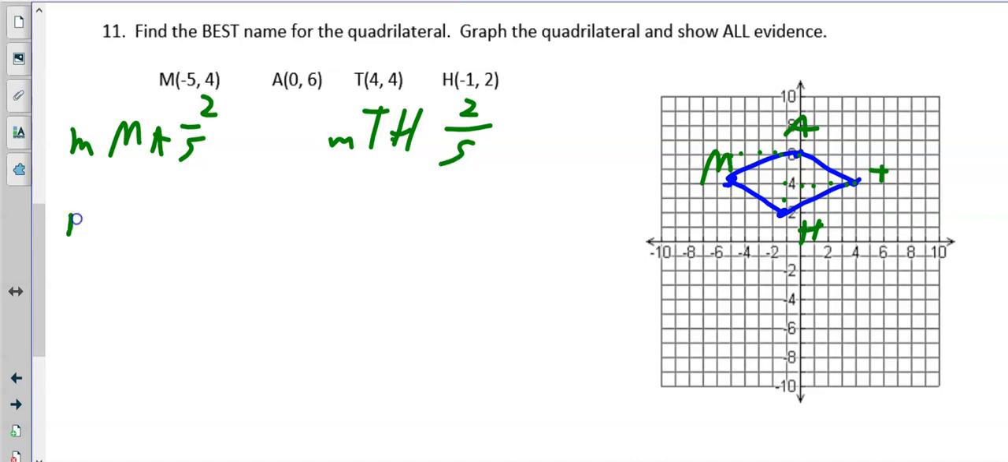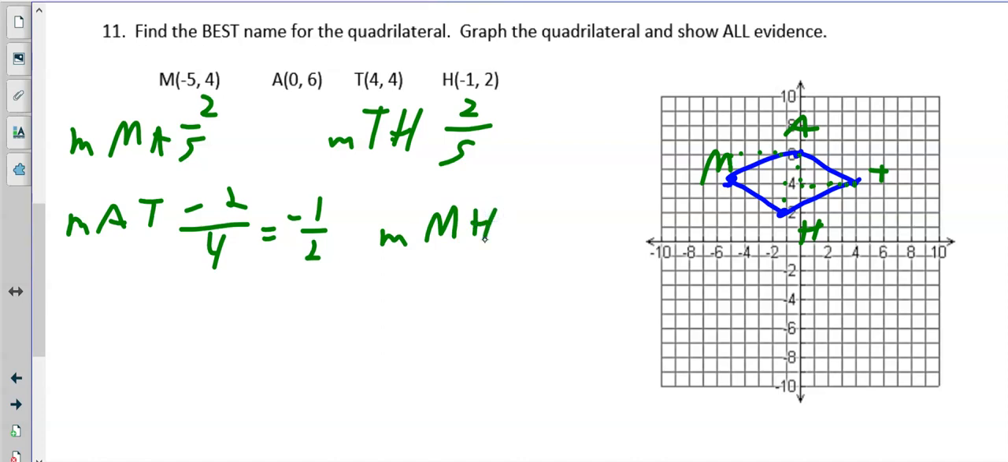All right. So how about this one? The slope of AT. We're going to go down 1, down 2, and then right 1, 2, 3, 4. There we have negative 1/2. And now we're going to do the slope of MH. And that's going to be down 1, 2 again, and right 1, 2, 3, 4. All right, so we know that this is parallel to this, and this is parallel to this. So we at least have a parallelogram, all right?